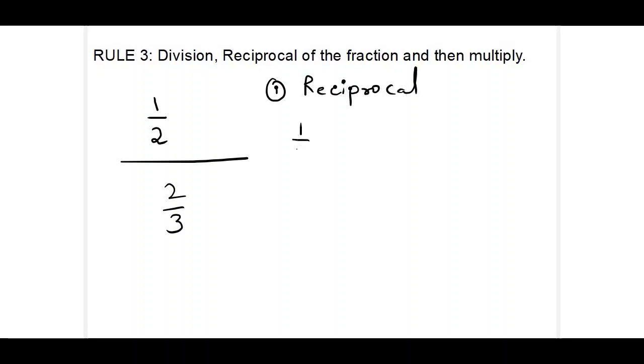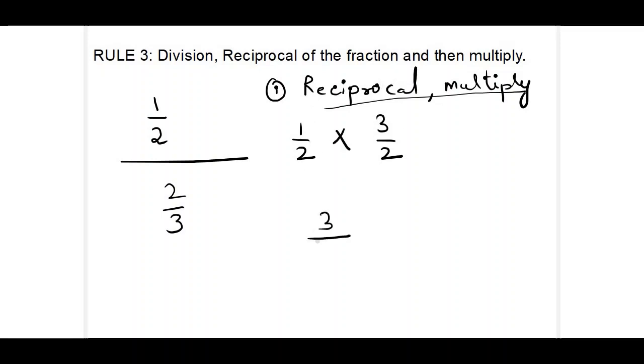Okay, 1 by 2 into 3 by 2. See, reciprocal and multiply. You need to apply two rules for division. You need to take the reciprocal, then perform the multiplication. See, 1 3s are 3, 2 2s are 4.